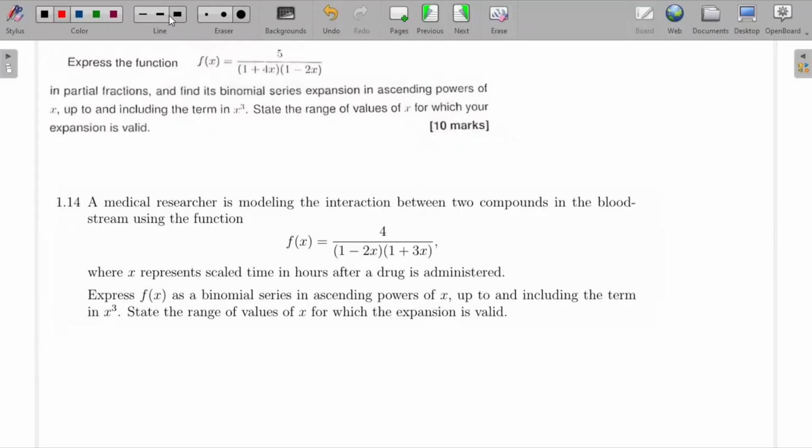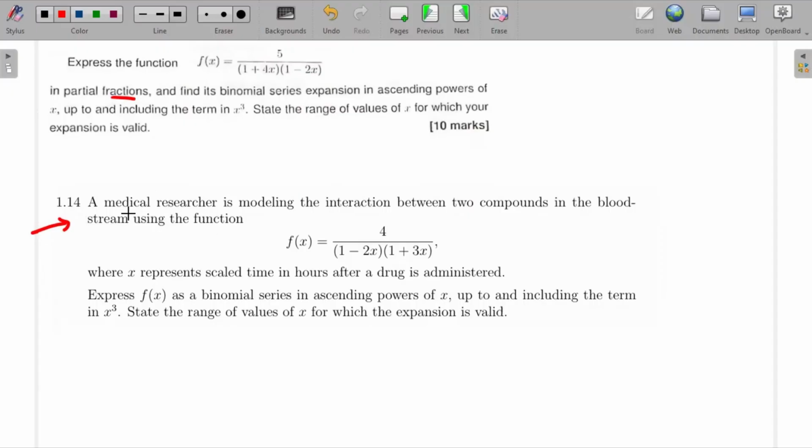Okay, so when you look at the first question, they're saying express this function here in partial fractions and find its binomial series expansion in ascending powers of x up to the term including x to the power 3, and then state the range of values of x for which the expansion is valid. Okay, and again, when you look at this question down here, it's just been represented in a more practical way, but it's the same question.